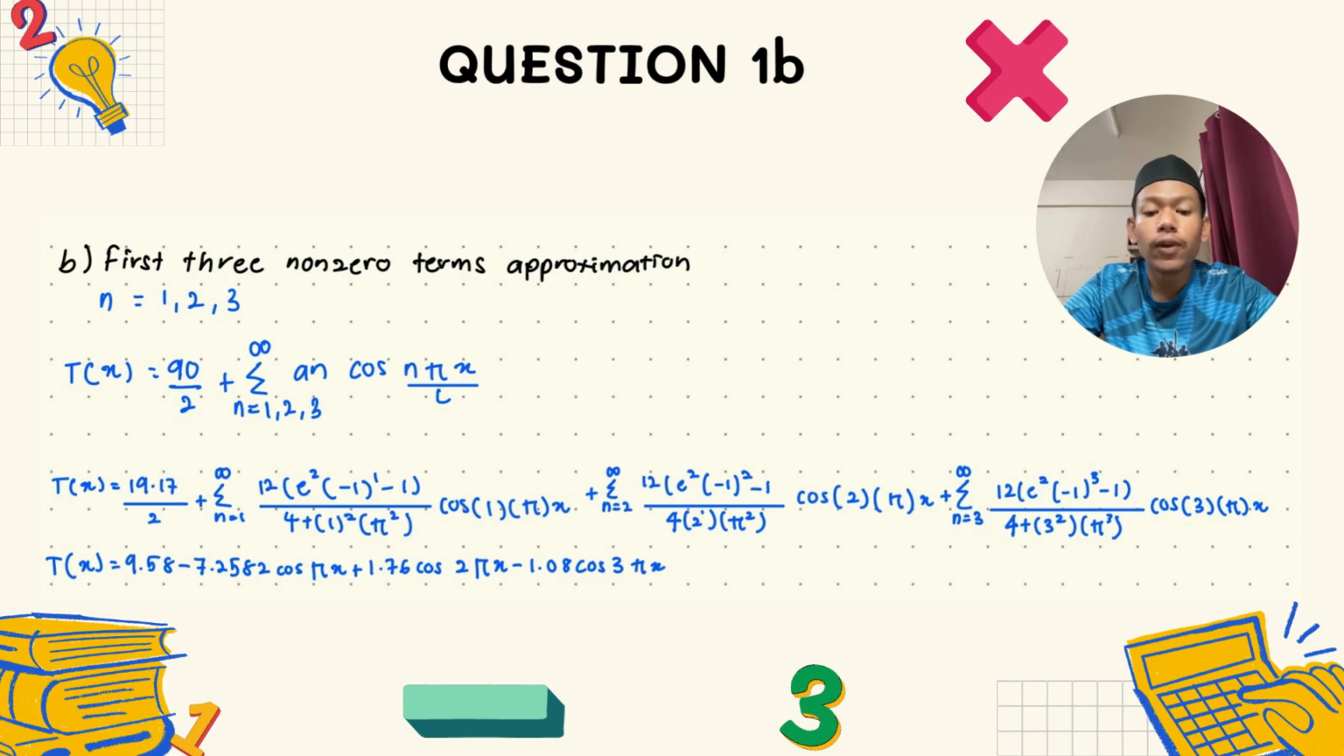And finally, for the third term, when n equals 3, the coefficient is negative 1.08 times cos 3 pi x. The conclusion is that this equation represents our final Fourier cosine approximation, using only the first three non-zero terms.